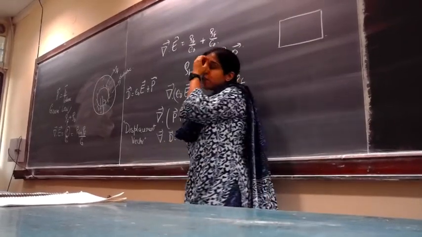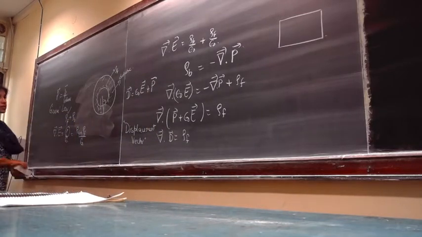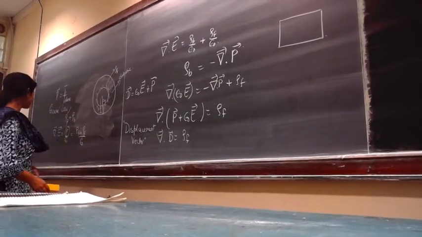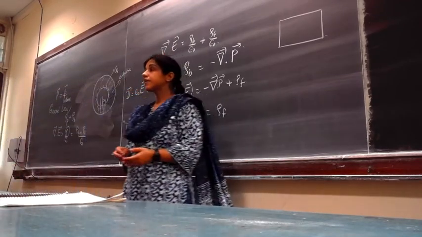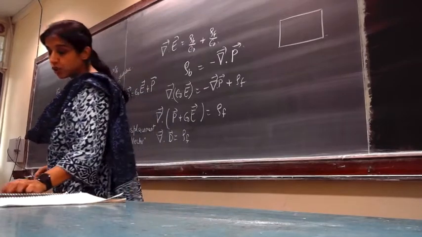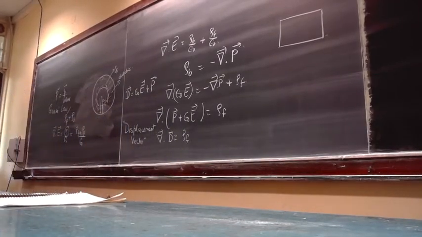Let's do one numerical problem to see what is the role played by this D, and how do I calculate D using Gauss's law. And then there's a warning that I'm going to give, which is going to be extremely important. Is this clear to you till this point?